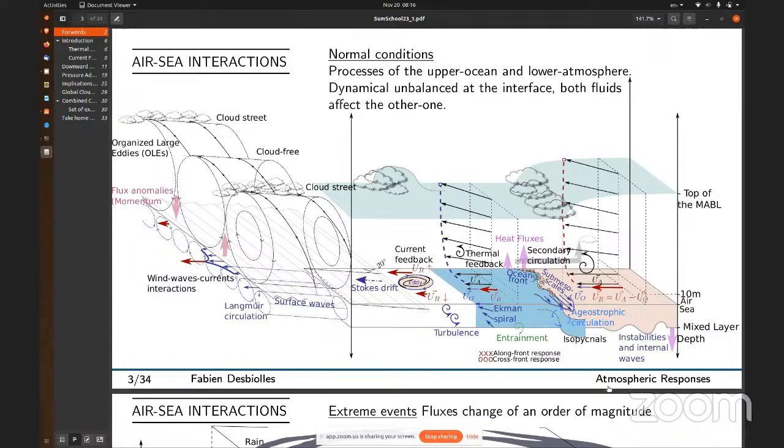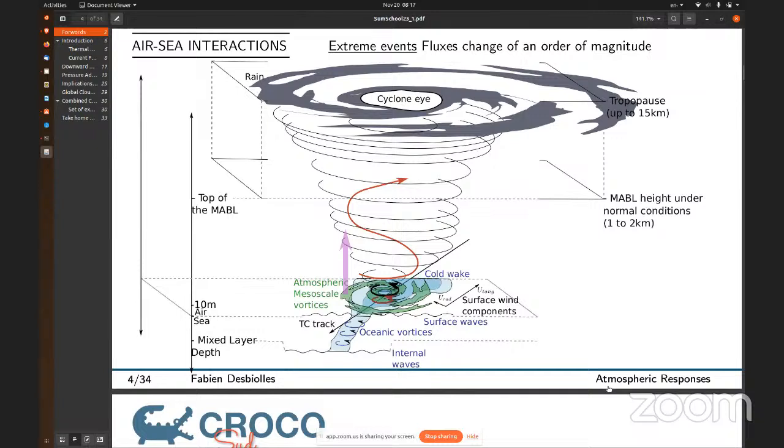All those processes are very, very important, mainly for heat fluxes. So this is very important to do like a heat budget, for example, of the Earth system. And this sketch represents the main processes that happen in a normal condition. And those heat fluxes can change, obviously, drastically, during tropical cyclones, for example. And we know that these heat fluxes can change by one order of magnitude. So this is important. All those interactions are very, very important for heat fluxes.